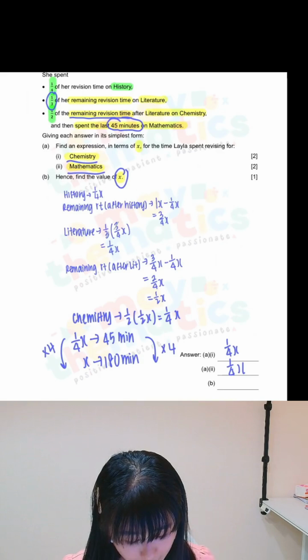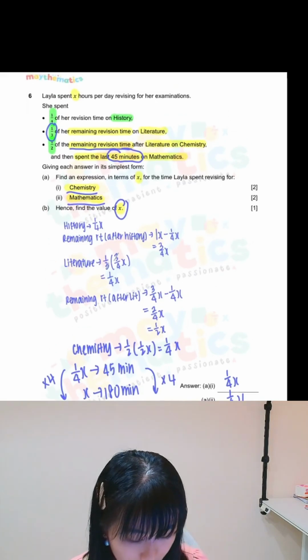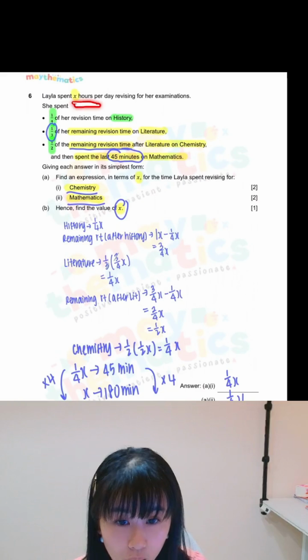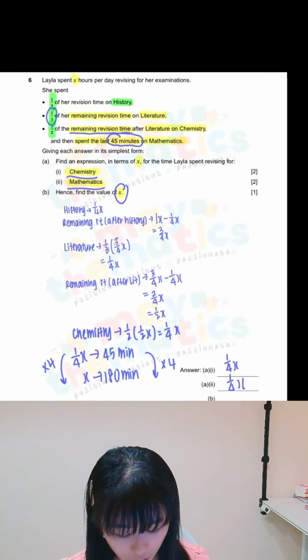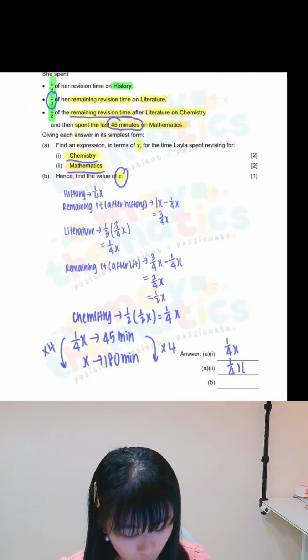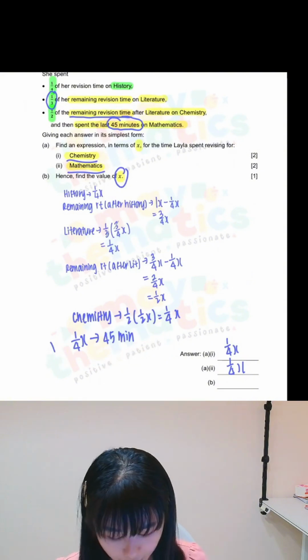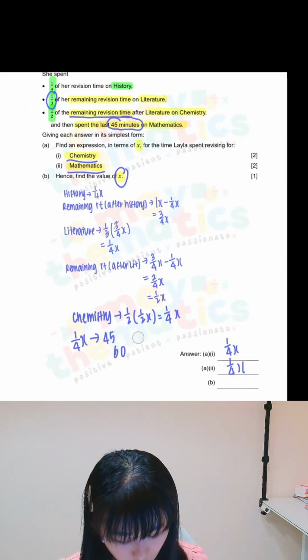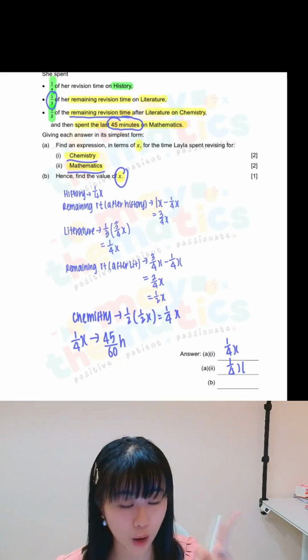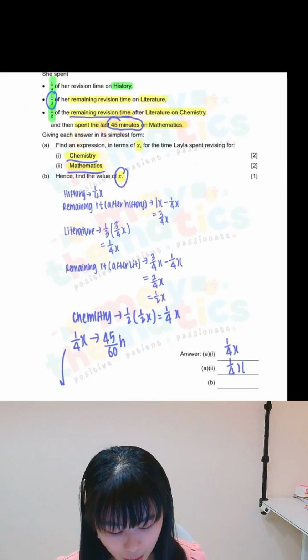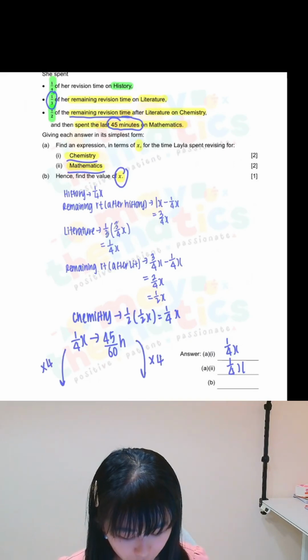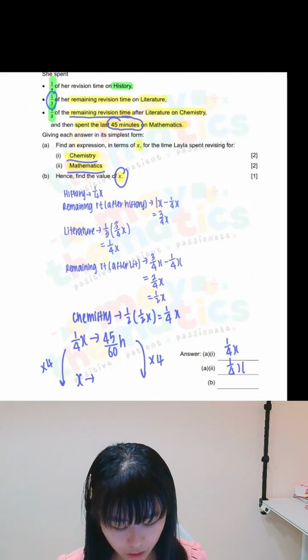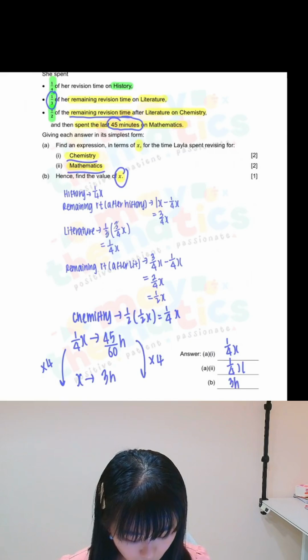So the x in this case, did they say x? Oh, they did. Oh, x is in hour. Okay, so if x is in hour, I need to change my answer a little bit. This one I cannot write in 45 minutes. I need to write it's 45 over 60. I need to change it to hour first. So 45 over 60 hour, because minutes to hour is divided by 60. Then now I will times 4 to find x. 45 over 60, you times 4, key in the calculator, you get 3 hours. So this one is 3 hours.